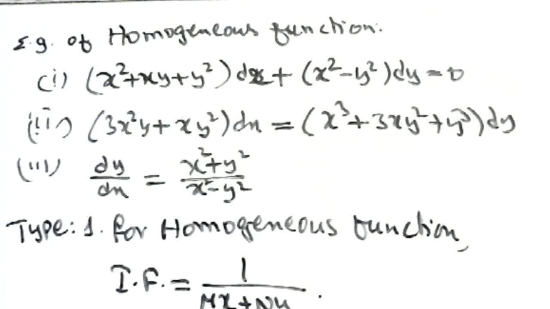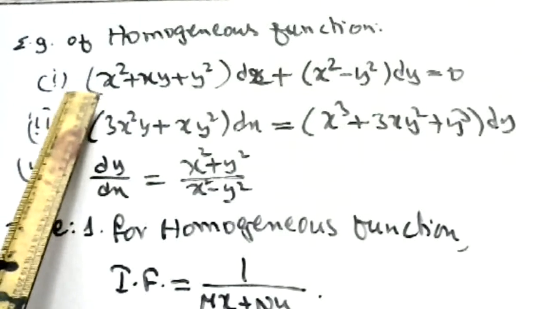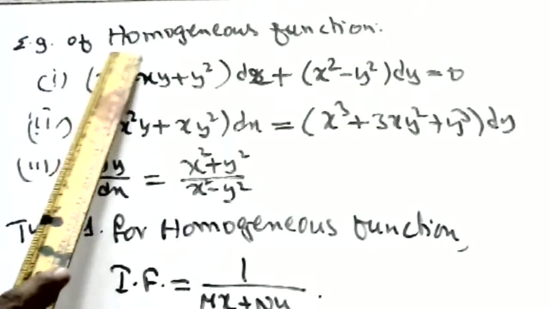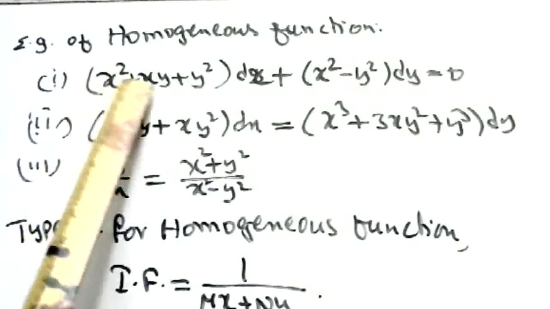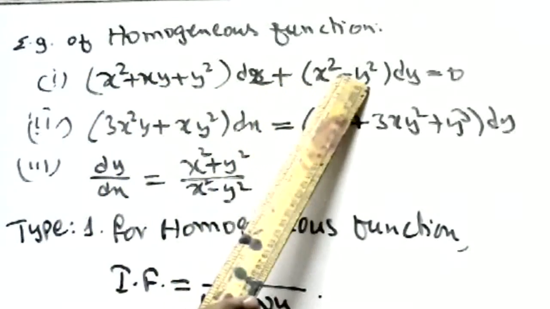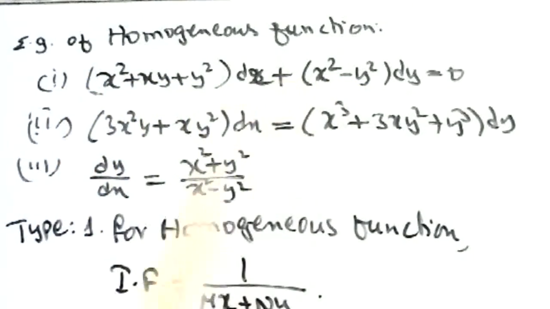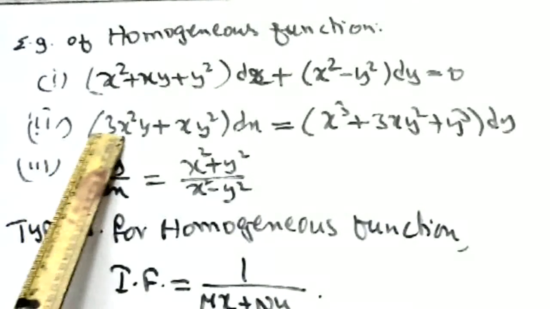Let me do a question on homogeneous functions. First, understand what a homogeneous function is. If the degree of all the terms is the same, then we say it is a homogeneous differential equation. For homogeneous differential equations, I will give some examples. The degree is 2 here. Here x is 1, y is 1, degree 2. The power is 2 here also, here also, here also. So all these terms have the same degree of 2, so we call this a homogeneous function.